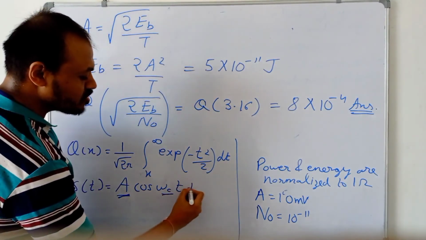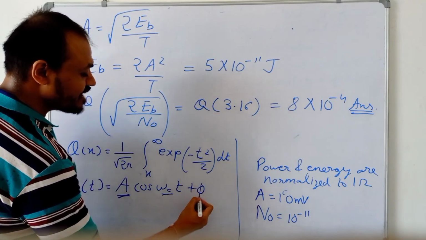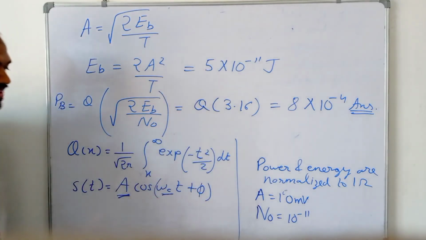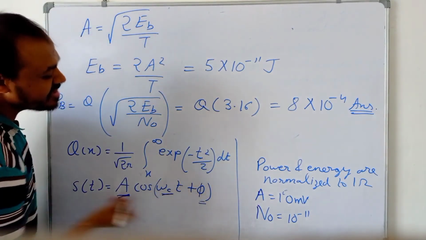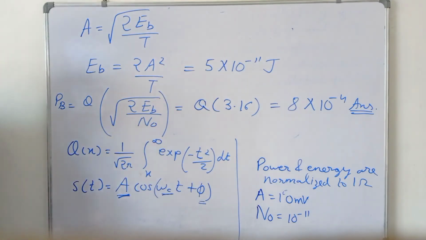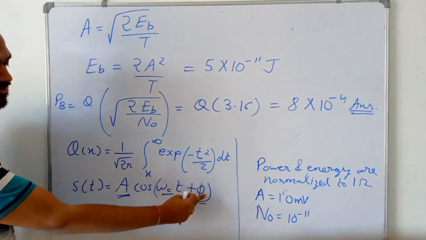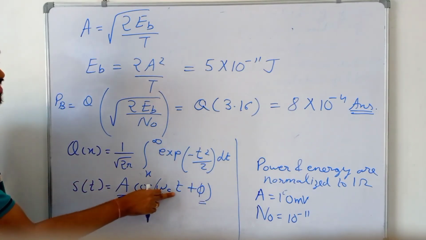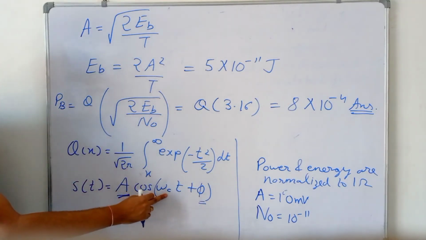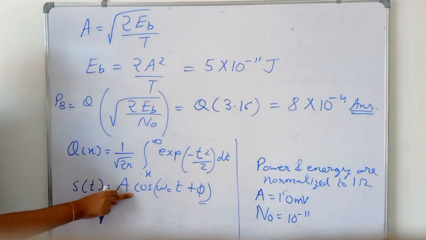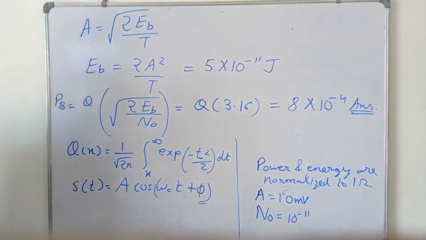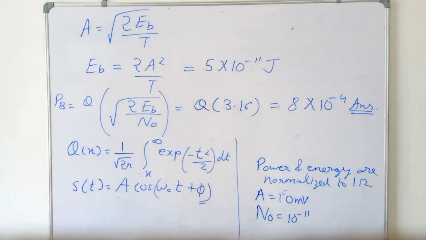Here phase is not given, so you can take the phase as phi. In phase shift keying, what we vary is the phase. When we take two different phases, we get binary phase shift keying. When we take two different frequencies, we get binary frequency shift keying, and when we take two different amplitudes, we get amplitude shift keying. So this is how we can solve. These are the basics for your digital communication techniques.